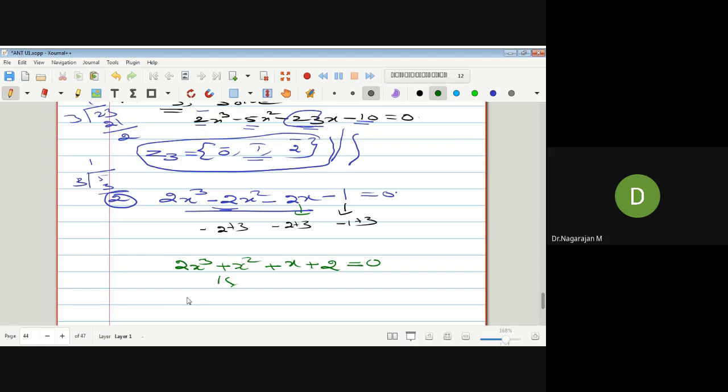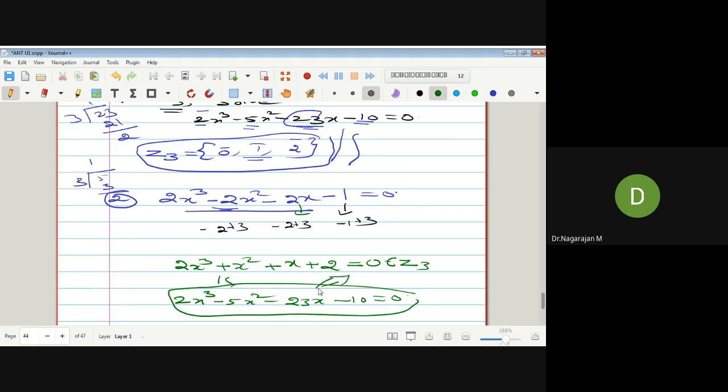What is the given equation? 2x cube minus 5x squared minus 23x minus 10 equal to 0. Both equations are the same, but this equation belongs to Z3. This is a general equation, and this general equation you want to convert to this format. This general equation is converted to Z3 format.